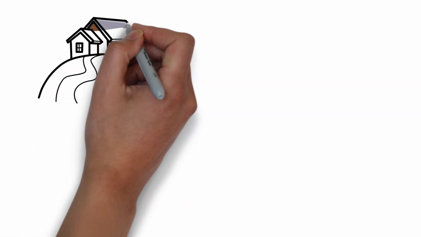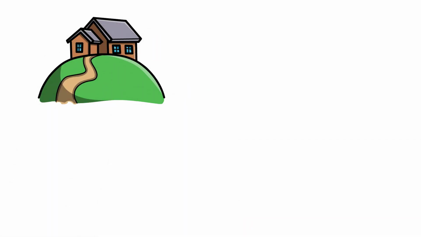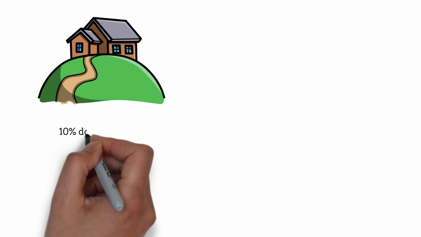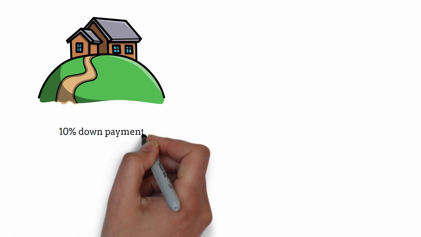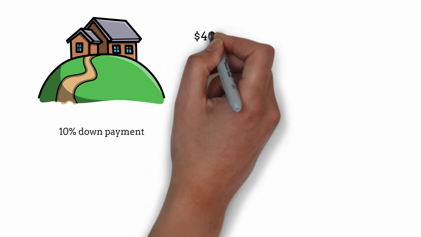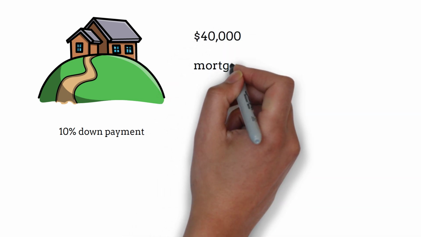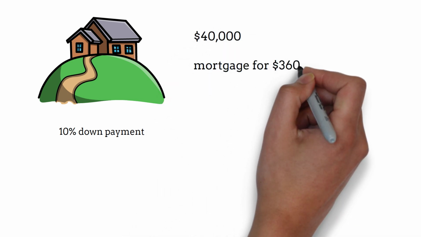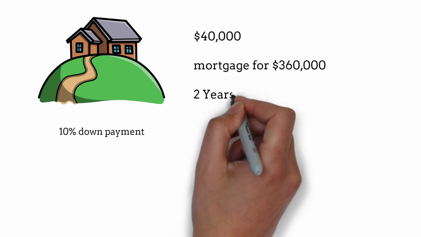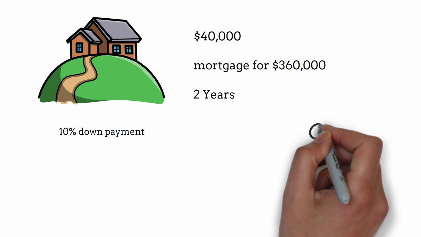Now, instead of waiting all that time to buy a house, let's assume that we can purchase the house with a 10% down payment and take out a mortgage for the remaining amount. To save $40,000 and to get a mortgage for $360,000, all other variables before remaining the same, it would only take about 2 years to save that money.